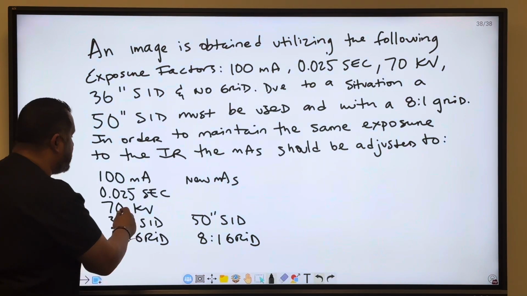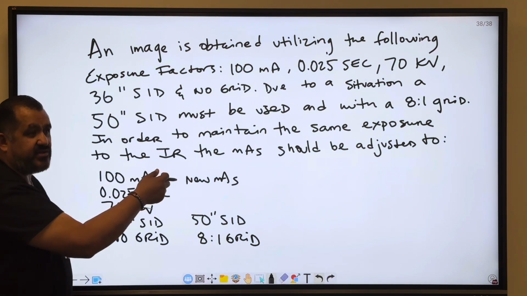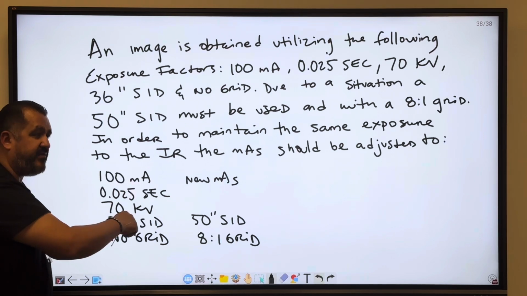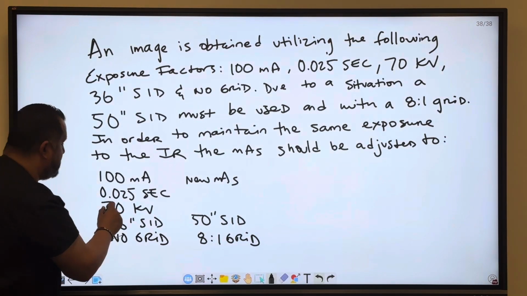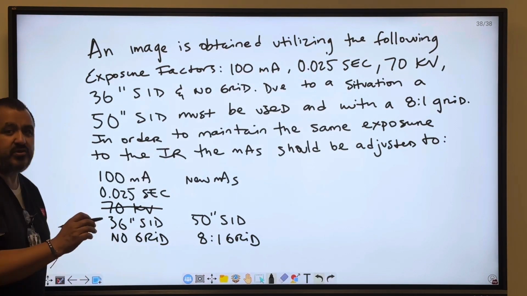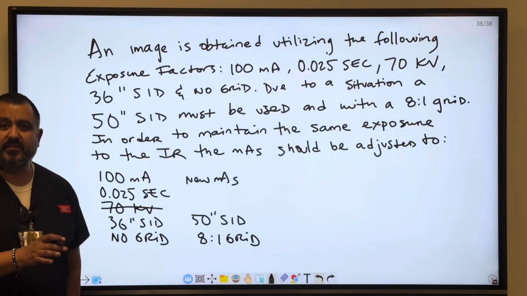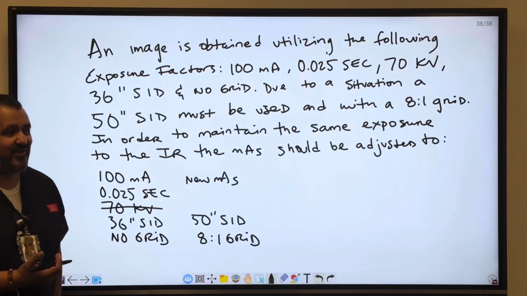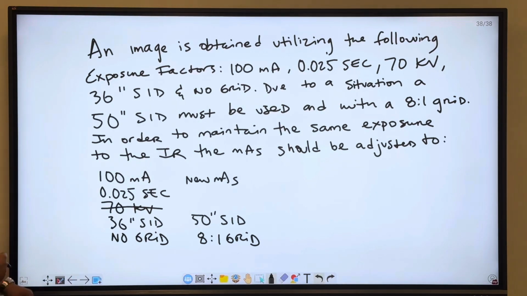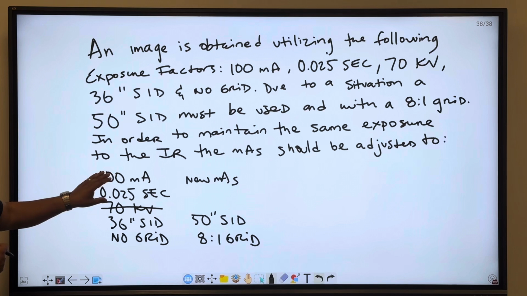right? So notice there's no kV changes. There's no kV change from 70 to 80 or 70 to 60. So I'm going to cross that out. So there's no 15% rule that we have to worry about. All right, we don't have to worry about anything there. So we are going to go ahead and calculate the mAs first. So number one, we're going to calculate the mAs.